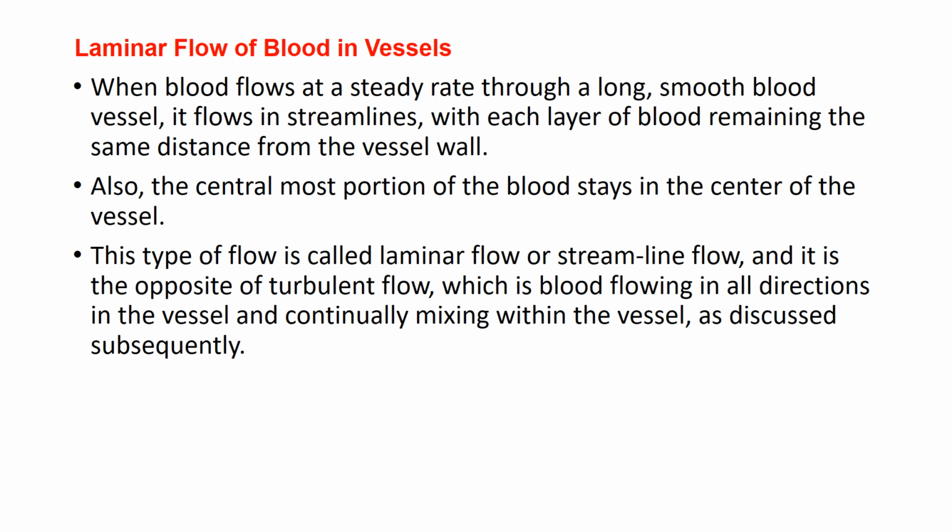When blood flows at a steady rate through a long, smooth blood vessel, it flows in streamlines, with each layer of blood remaining the same distance from the vessel wall. Also, the central-most portion of the blood stays in the center of the vessel. This type of flow is called laminar flow or streamline flow, and it is the opposite of turbulent flow, which is blood flowing in all directions in the vessel and continually mixing within the vessel, as discussed subsequently.